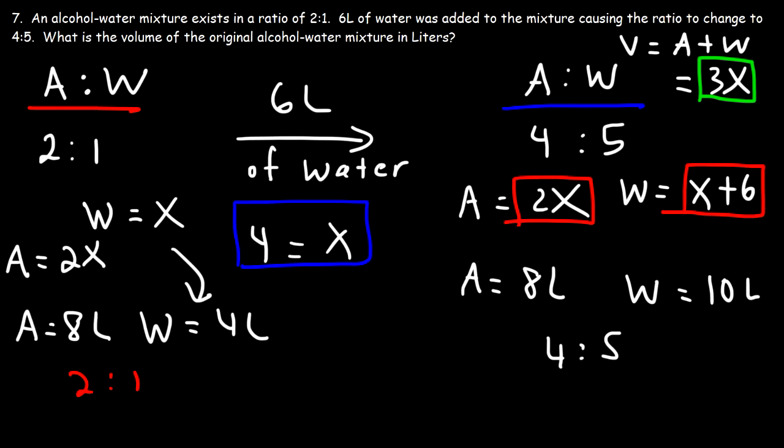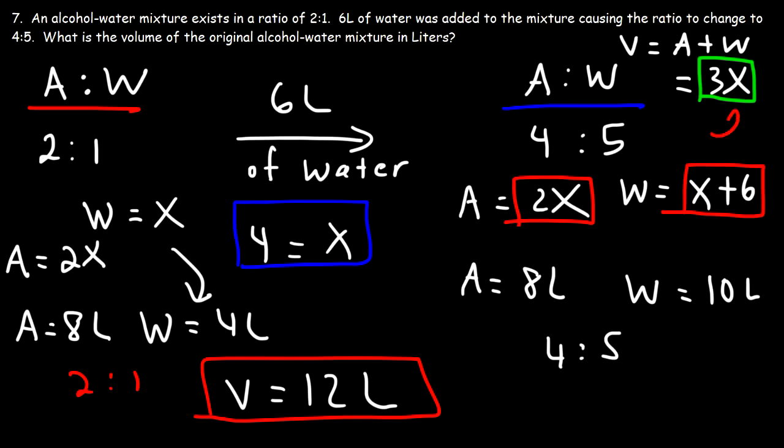Now 8 to 10, if you divide both numbers by 2, you get the ratio 4 to 5. So that makes sense. And if we add 8 plus 4, that means that the original volume of the mixture, that means alcohol plus water, is 12 liters. Or if we replace X with 4 in the expression 3X, so 3 times 4 will also give us 12 liters. So this right here is the answer. That is the volume of the original alcohol-water mixture in liters.